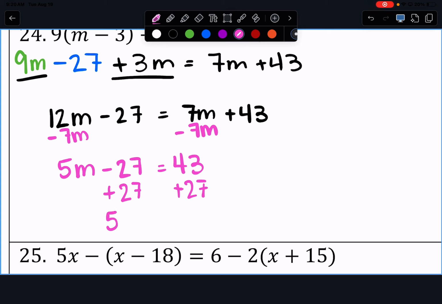So we get 5m equals what? 70. And then what do I do? So m equals 14.